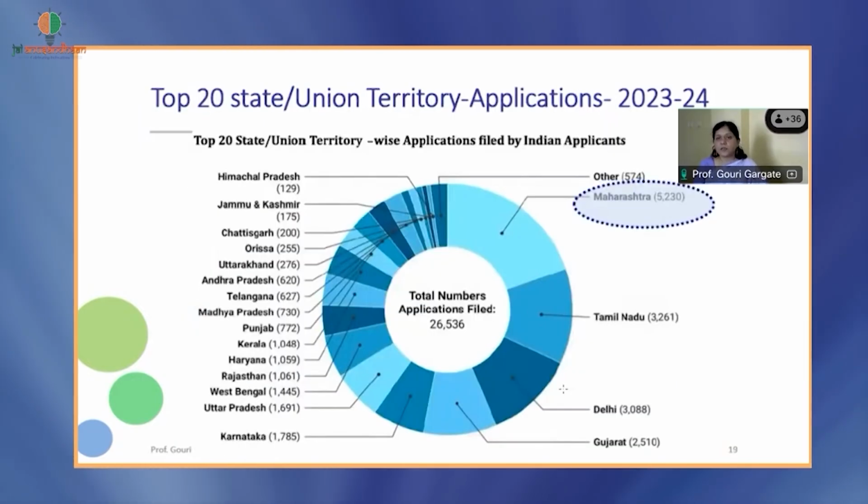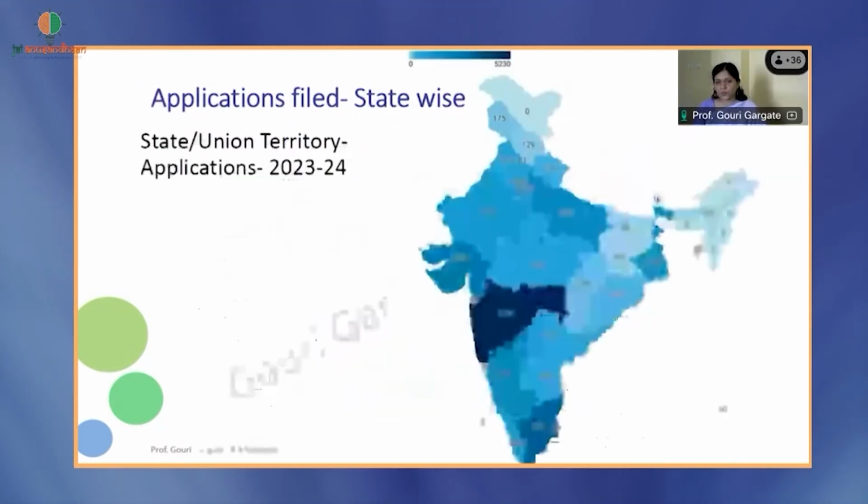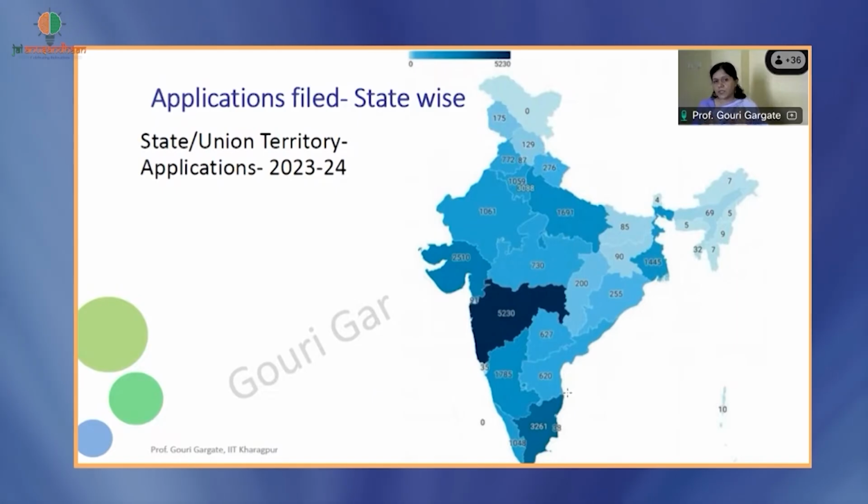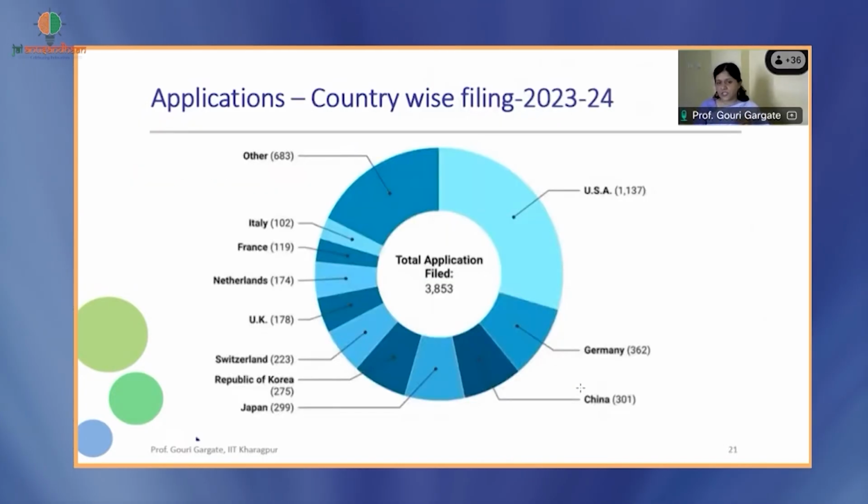If we see the registrations state-wise, Maharashtra is in the top position, and then Tamil Nadu, Delhi, Gujarat, and very surprisingly, Jammu and Kashmir is also there in design registration in the top 20 in 2023-24. Moving further, if you look at this India map, you can check the number of registrations state-wise and union territory-wise, and we can say that awareness is there, and industrial design registration is happening state-wise.